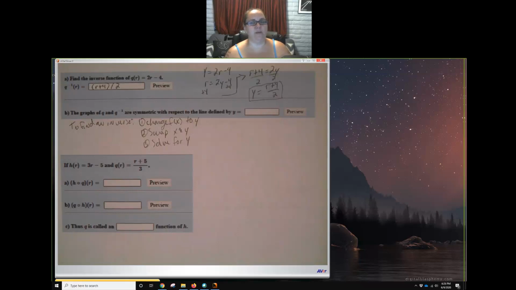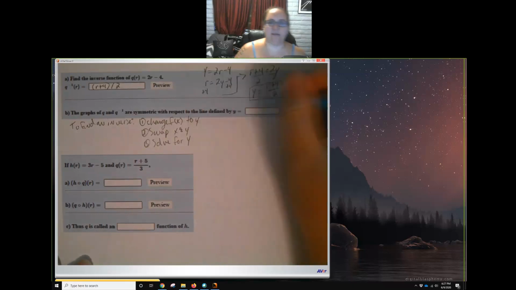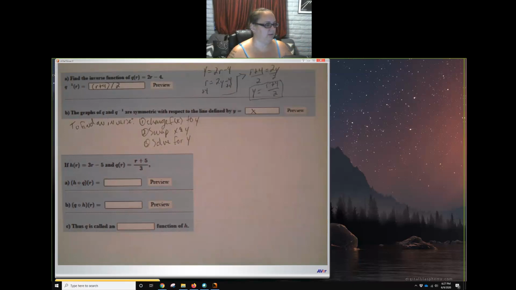And one of the many properties that inverse functions have, that again, I'm sure that Andy mentioned in his videos, is that 2 functions that are inverses are symmetric about the line y equals x. So that's always what it is. If 2 functions are inverses, they are symmetric about the line y equals x. This will never be anything except x.